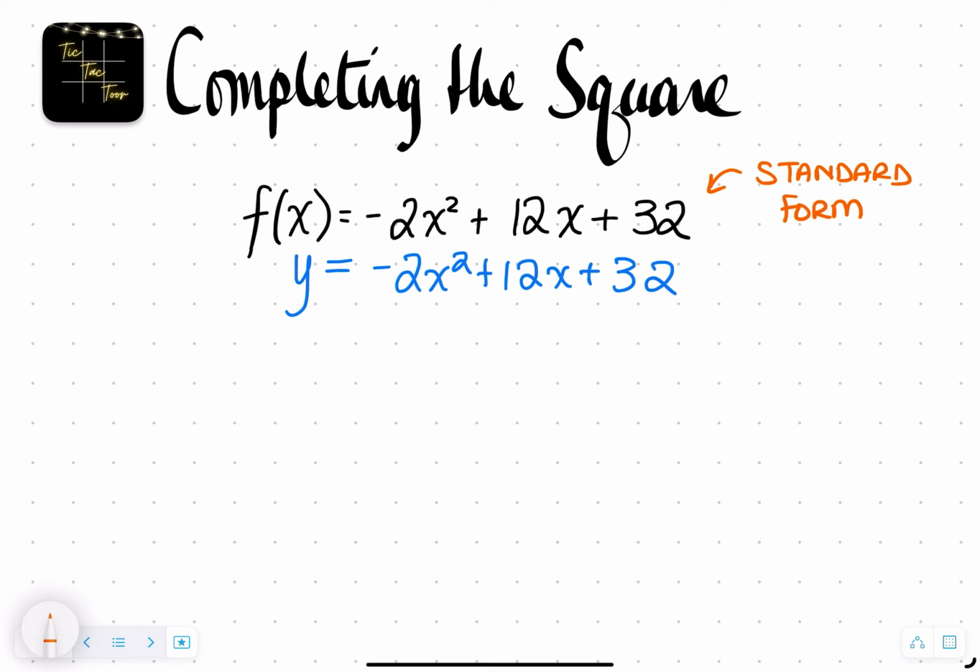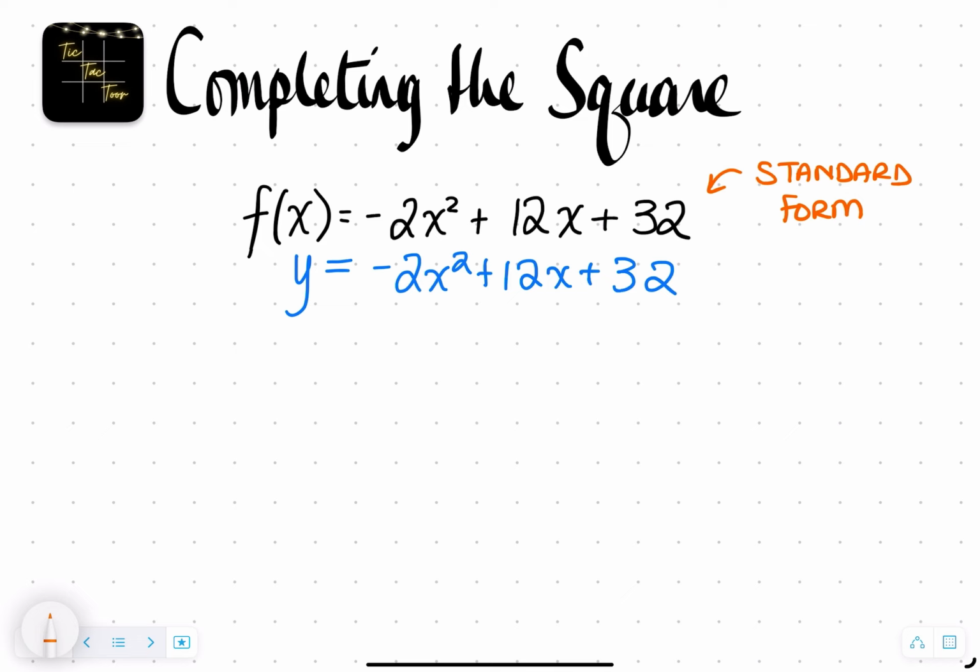Today we're learning about how to determine the max or min of a quadratic function by completing the square. This method allows us to change from standard form of the equation of a quadratic function or parabola into vertex form of the equation, which will then allow us to easily determine the vertex and therefore the max or min value.